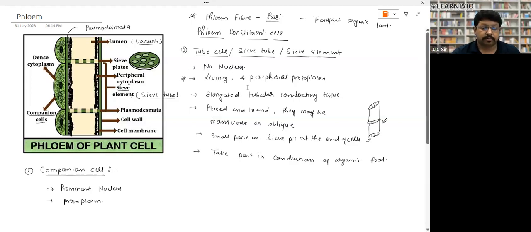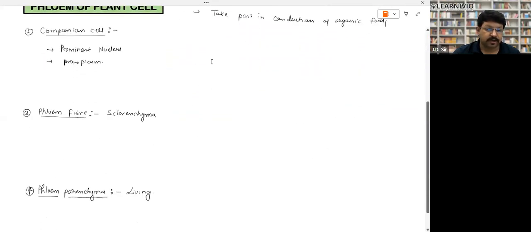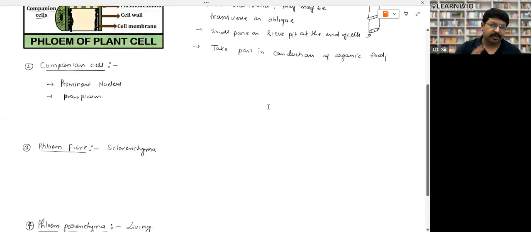Now, this companion cell is more important than sieve tube, right? Guys, I want to tell you that today I am teaching you, but I don't know how long I'll be able to teach, because the screen is still blurred to me. My eyes are still not working properly, so I am just trying to manage, and let's see how long I can go. Fine. I hope it will take two or three more days to become perfectly clear.